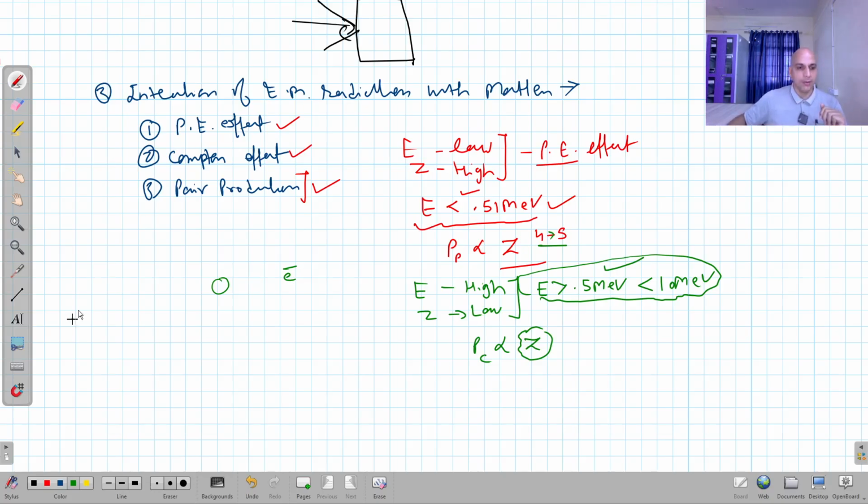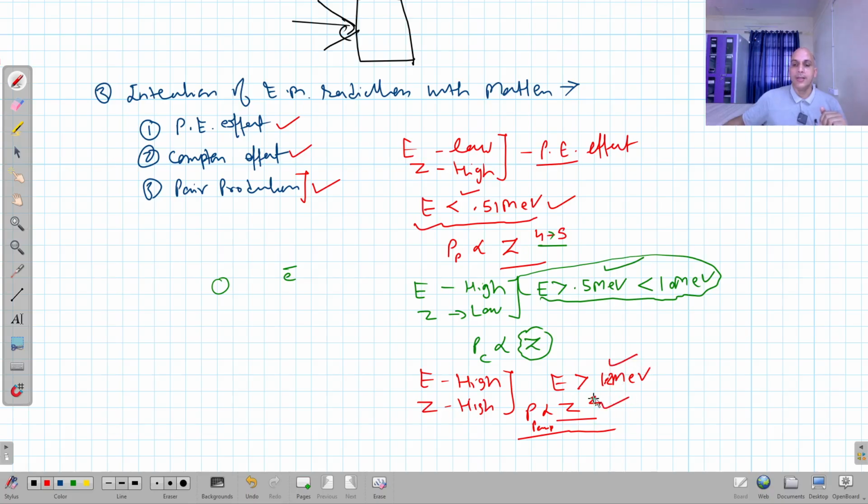Now I am coming to the third one. The third one is pair production. So for pair production, E is high and Z is also high. Both are high, right? Then we get pair production. So high means E should be greater than 1 mega electron volt. Actually it is 1.02 mega electron volt, and the Z dependence is square, right? The probability of pair production, PP, is directly proportional to Z square, right?